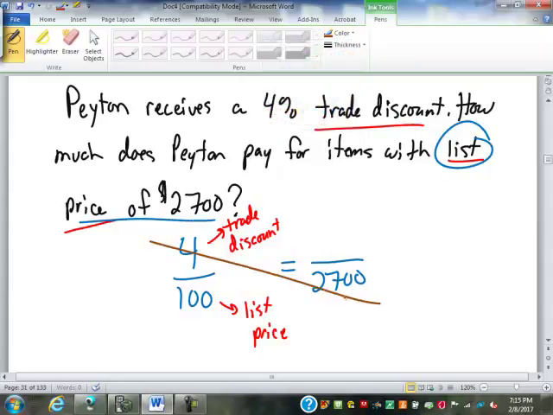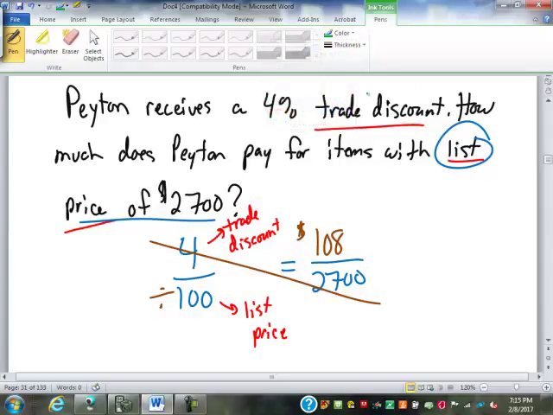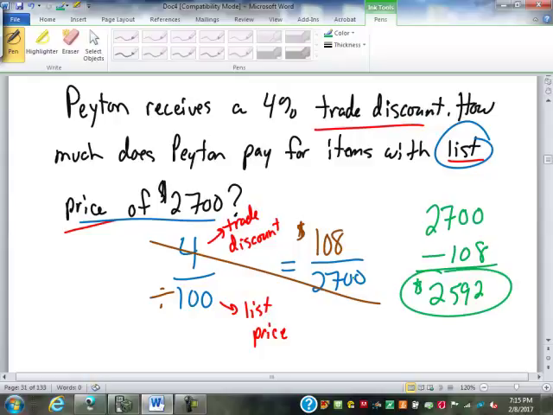And we cross multiply and divide to get $108. Now, at this point, you've probably guessed that's not what we're looking for. What do we have to do to get what we're looking for? Subtract the 108. Because we're looking for how much did Peyton pay. Well, you take the list amount minus the discount to get that.